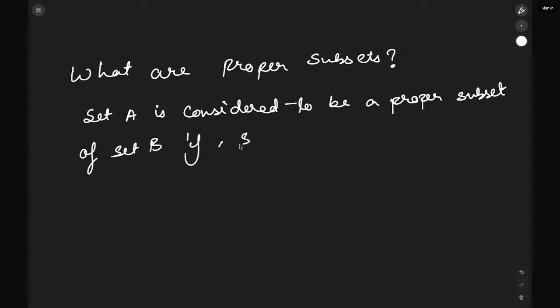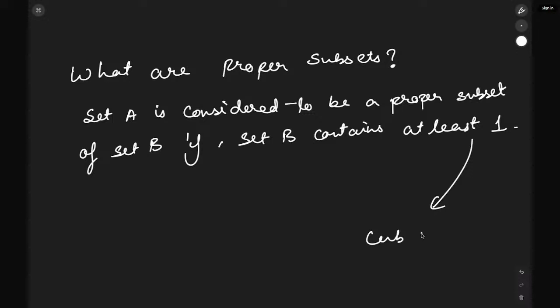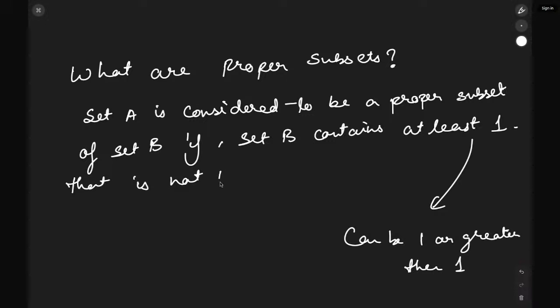if set B contains at least one, that is, it can be one or greater than one. Alright. So set B contains at least one element that is not present in set A.